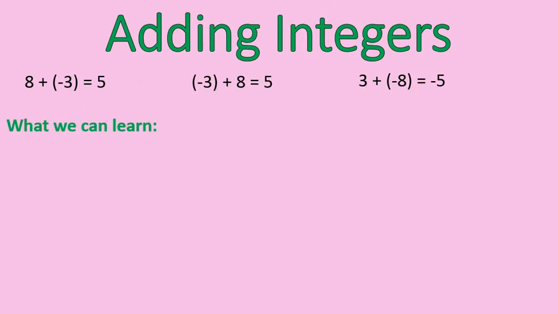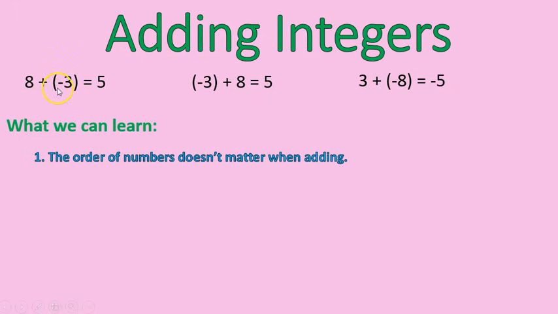Now let's look at those 3 examples and see what we can learn from them. We will come to learn the rules for adding integers out of those 3 examples. First off, the order of the numbers does not matter when you're adding. See that? 8 plus negative 3, negative 3 plus positive 8. The order does not matter, and that is absolutely true. It does not determine whether it's positive or negative based on the order that it's in.